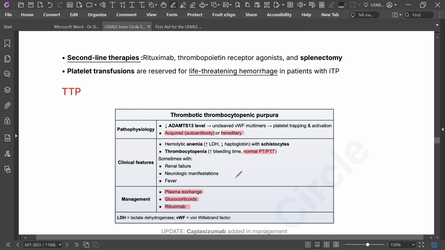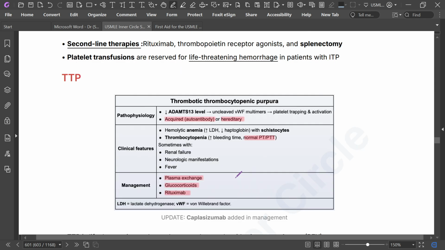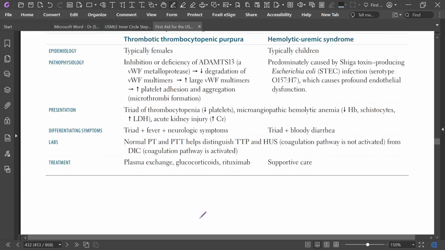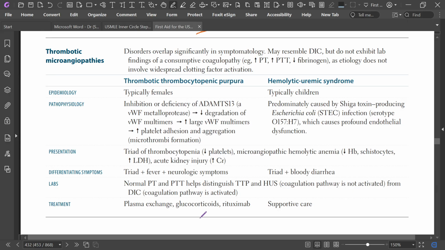Now TTP, thrombotic thrombocytopenic purpura. Before jumping into TTP, look at thrombotic microangiopathies first. Thrombotic microangiopathy may resemble DIC but does not exhibit the lab findings of consumptive coagulopathy, like high FDP and low fibrinogen, but it looks like DIC. In TTP, typically female, there is inhibition or deficiency of ADAMTS13, which is a von Willebrand factor metalloprotease.